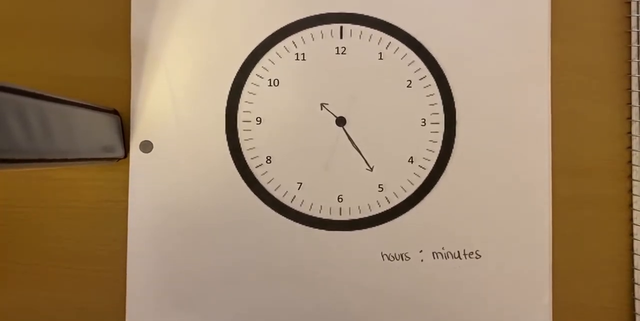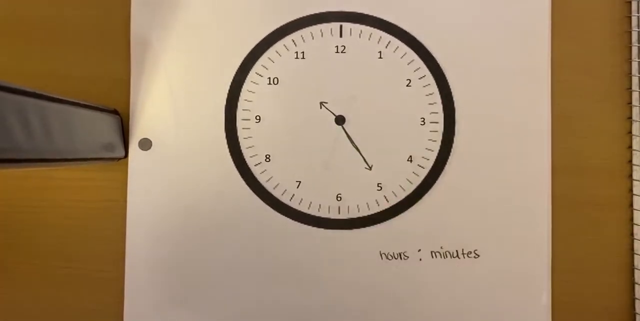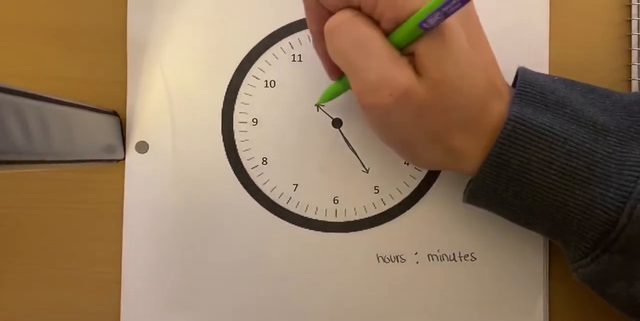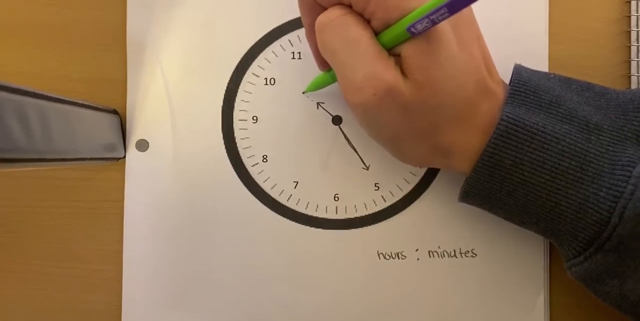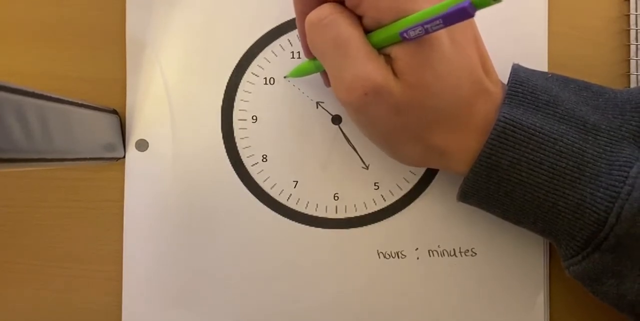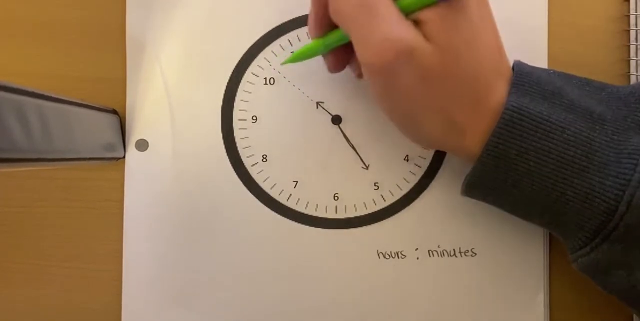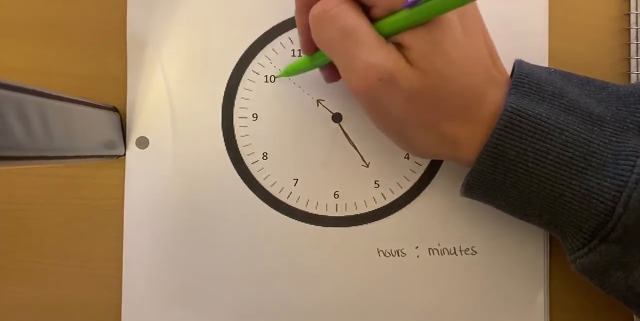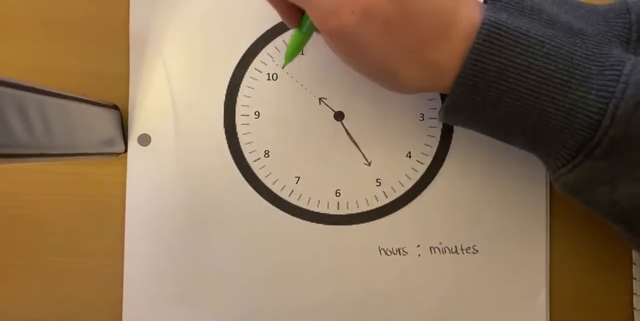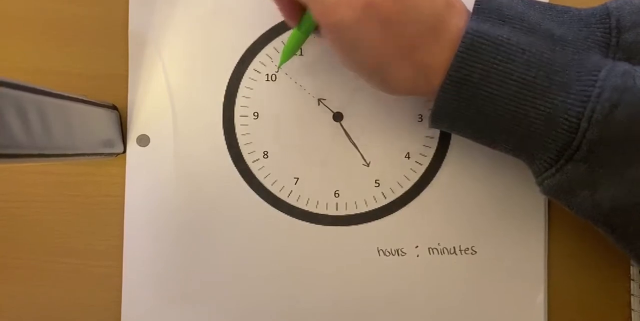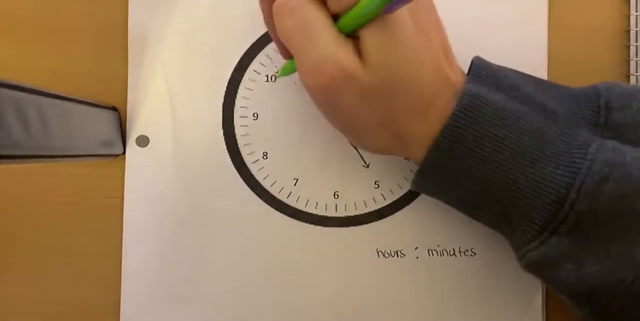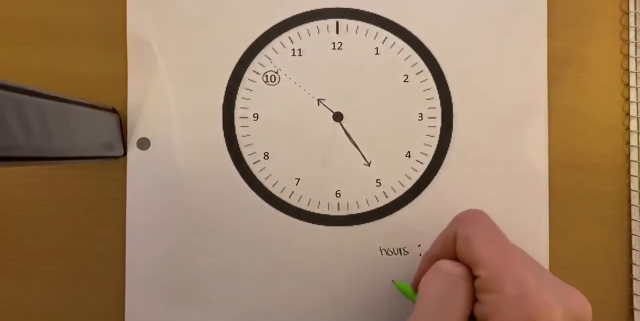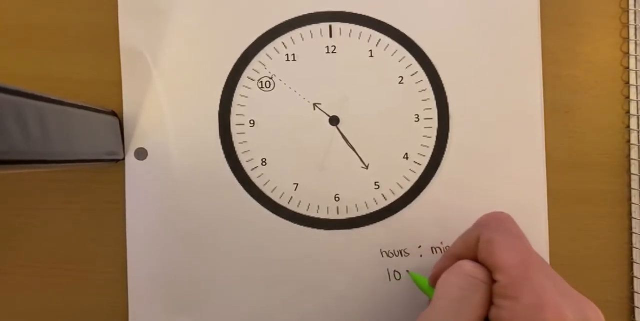All right, so the first thing I'm going to do is look for my hours. So usually what helps is I see the line here. I'm going to draw a little dotted line to help me see where the line goes. So it goes right here. So it's in between the 10 and 11, but we always know that we go back because we haven't been past. So I know that it's going to be 10 o'clock, so I'm going to write 10 at the hours.